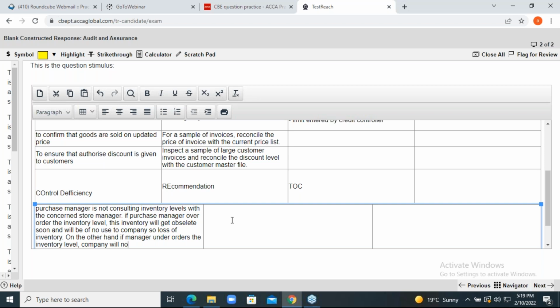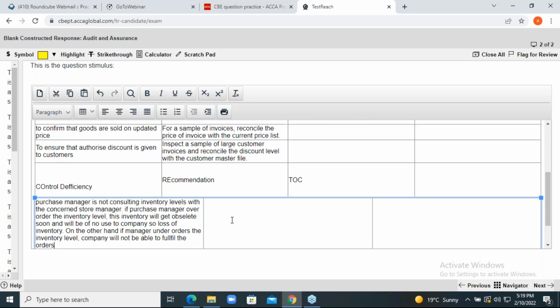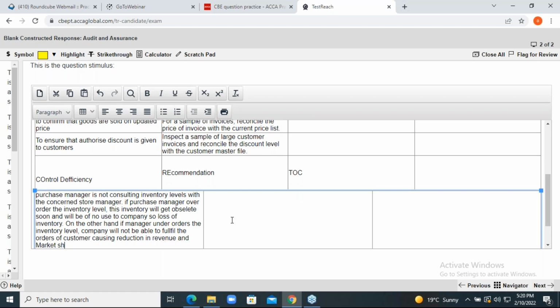On the other hand, if the manager under orders the inventory level, the company will not be able to fulfill the orders of customers, causing a reduction in revenue and market share.